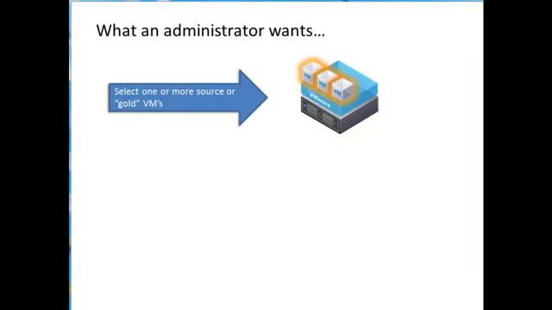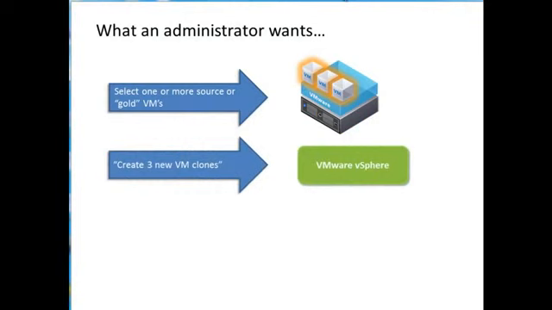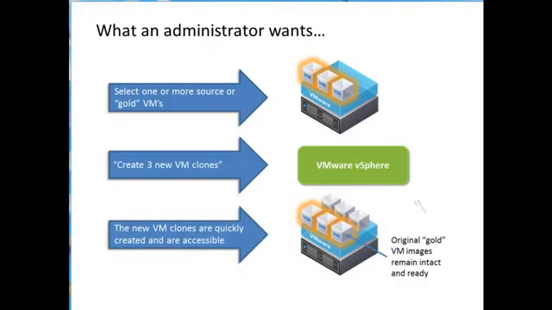Select one or more source or gold VMs. Use management tools such as the vSphere client to tell vCenter you want to create a snapshot or some number of clones. We are specifying clones in this example. The new VM clones are quickly created and are available for use.